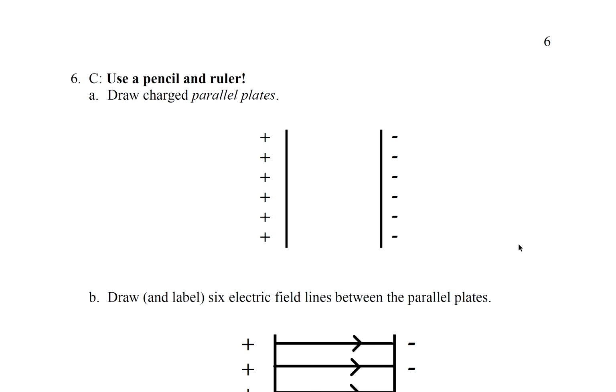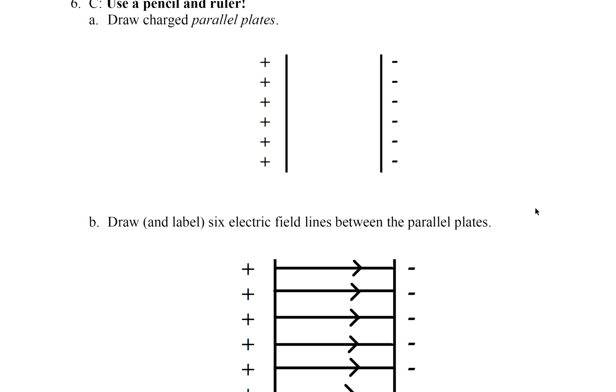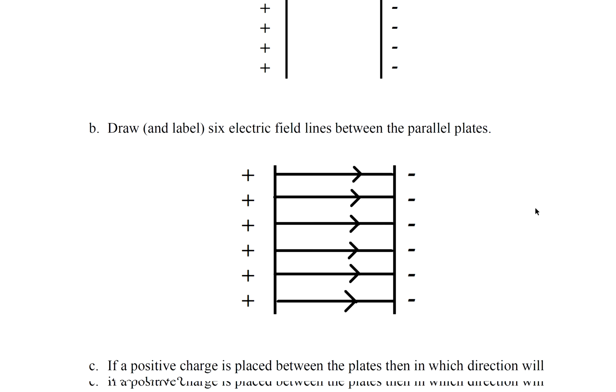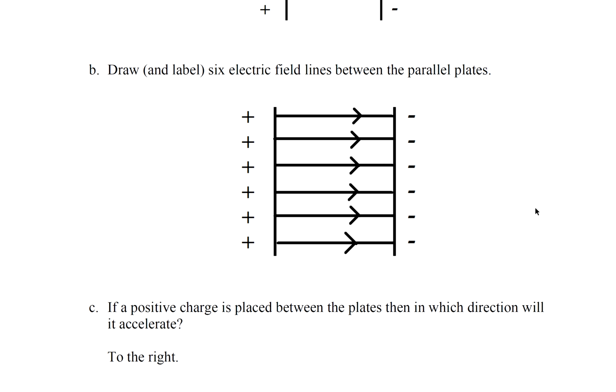Question 6. Use a pencil and ruler. Draw charged parallel plates. Looks like this. These plates are equal in magnitude, opposite in charge. Part B. Draw and label 6 electric field lines between the parallel plates. Remember, the electric field lines tell us the direction a positively charged object moves. So the positively charged object moves from the positive side of the parallel plate to the negative parallel plate.